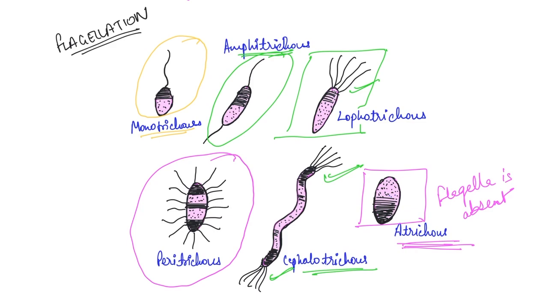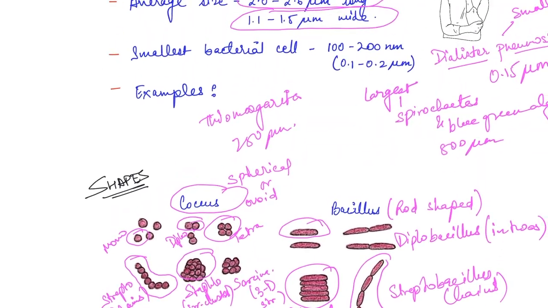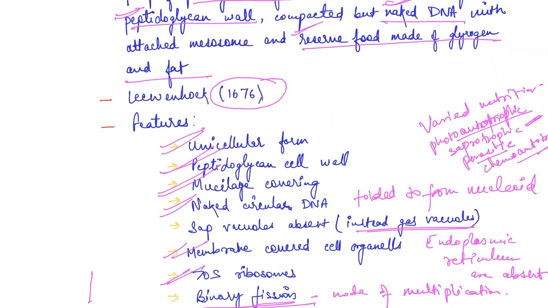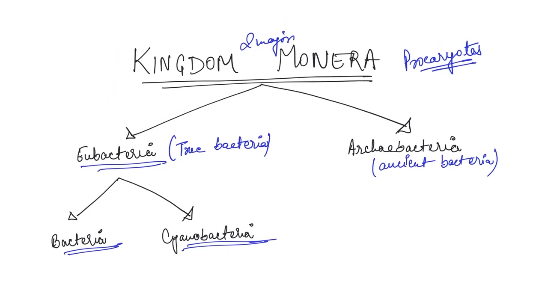Now, let's revise the entire topic once again. So we started with the kingdom Monera. What is the kingdom Monera? It is basically a kingdom of prokaryotes, and there are two different types of monerans. One is eubacteria, also known as true bacteria, and the other one is archaebacteria, that is ancient bacteria. Now we'll cover all the types one by one, and eubacteria again is divided into two, bacteria and cyanobacteria.